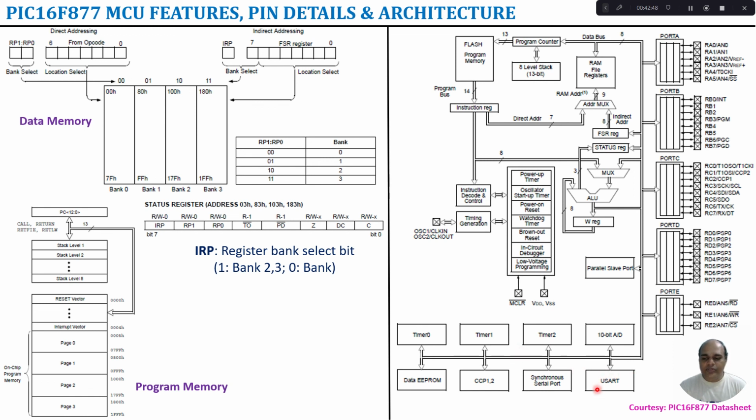Then we have USART, which is universal synchronous asynchronous receiver transmitter. This is all a hardware module inside your microcontroller. Then we have a synchronous serial port, which is I2C protocol and SPI protocol. We have 2 CCP modules, capture, compare, and PWM modules, and there is also a data EEPROM inside your microcontroller. So this is the architecture of your PIC16F877 microcontroller.